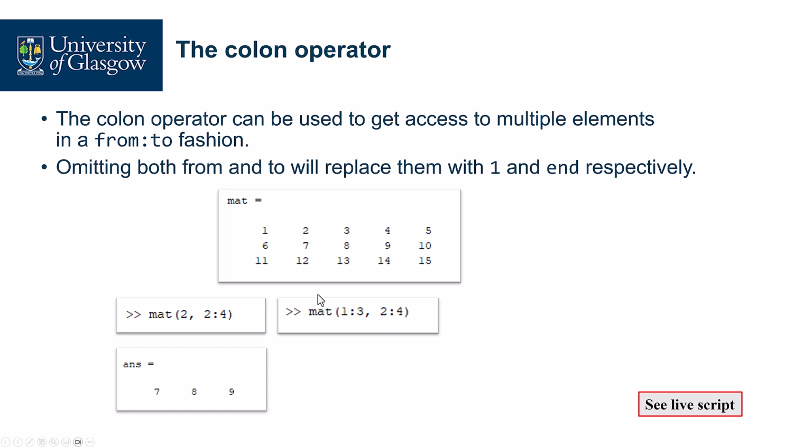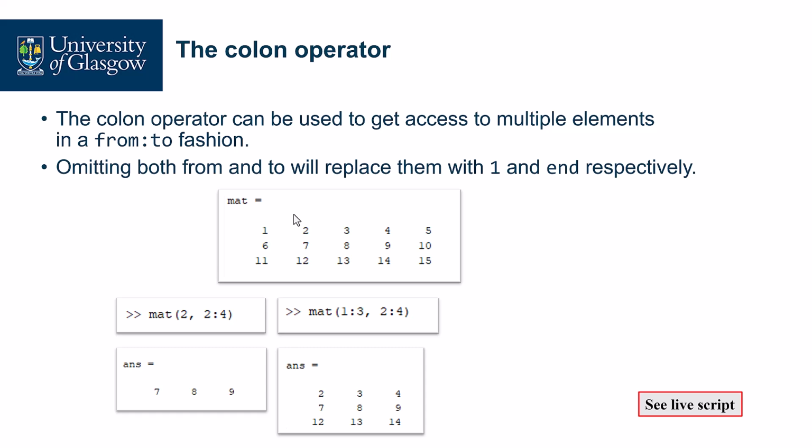Another one, 1:3, 2:4. So let's see the row place. I want all the 3 rows, right? So row 1, row 2, row 3. And 2:4 means second column, third column, fourth column. So it should be this area, right? So let's see, it's here.